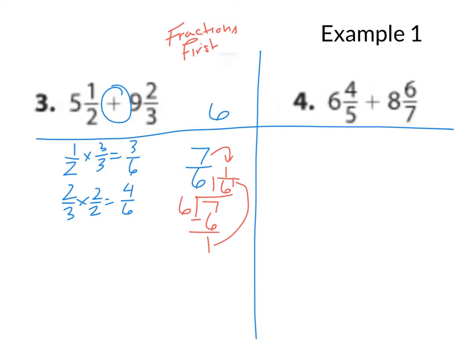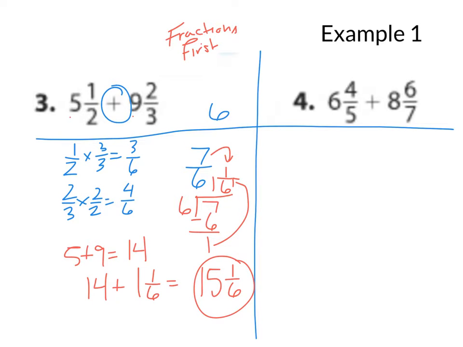So now I did my fraction. I did fractions first. Now I'm going to add the whole numbers. 5 plus 9 equals 14. And then I can add it to my fraction sum that I got earlier, 1 and 1/6. So I have 14 plus 1 and 1/6 equals 15 and 1/6. And that's my answer. Going on to the second example for example 1.